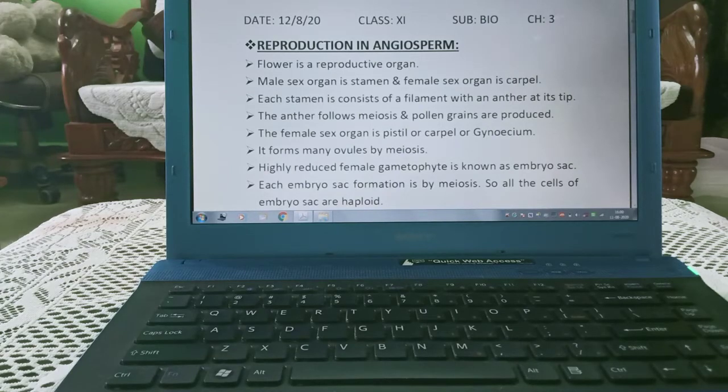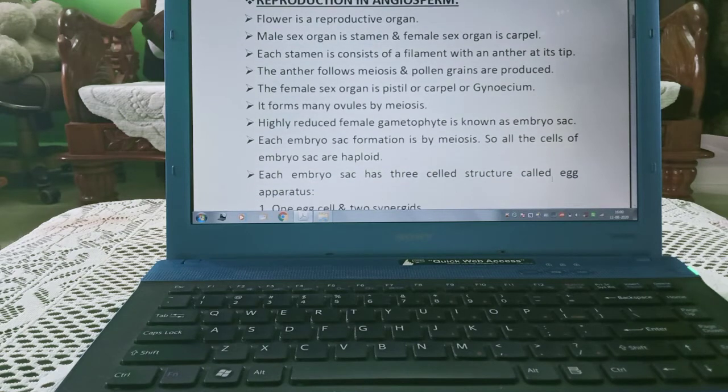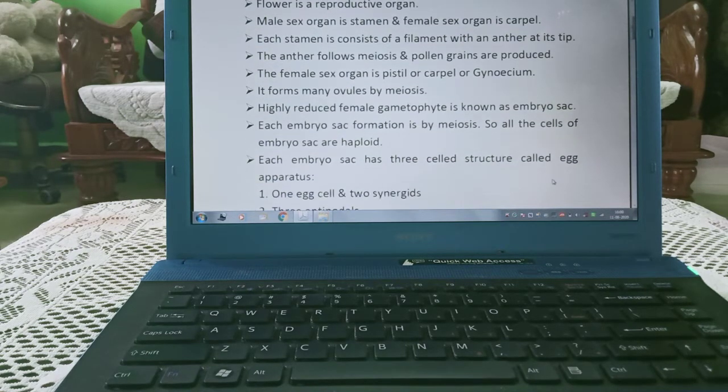Hi students, today we are starting our next topic of the chapter, that is reproduction in angiosperm. Flower is a reproductive organ. Male sex organ is stamen and female sex organ is carpel. Each stamen consists of a filament with an anther at its tip. The anther undergoes meiosis and pollen grains are produced.